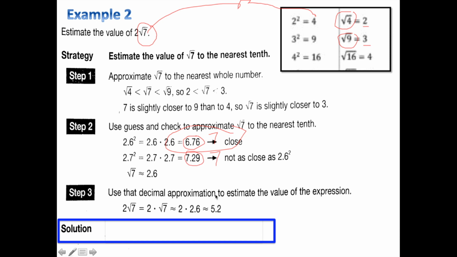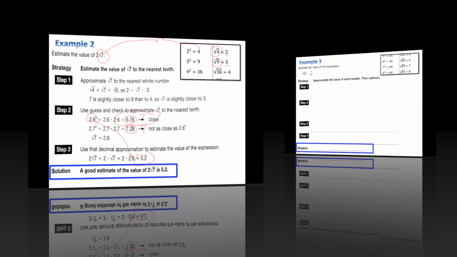So, use the decimal approximation to estimate the value of the expression. So, the 2 square root of 7, that means 2 times the square root of 7. Remember, we already got the answer. The square root of 7 that we chose is 2.6. Now you could multiply it by 2 and you get 5.2. A good estimate of 2 square root of 7 is 5.2.